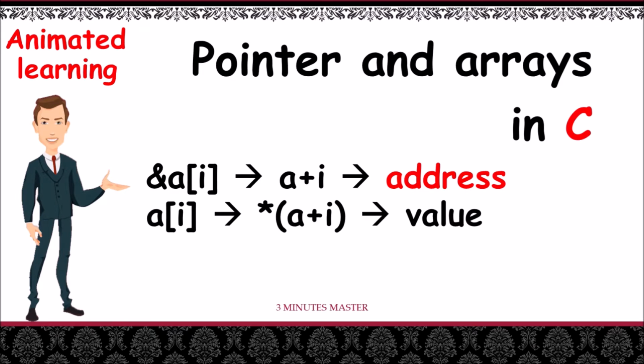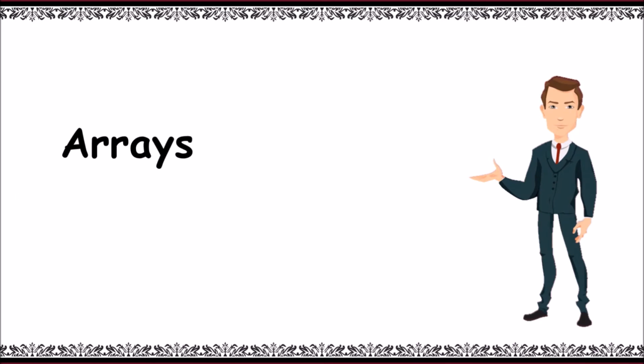I'm here to talk about pointers and arrays concepts in C. In order to know about this, kindly follow my previous videos on arrays and pointers individually. We know that an array is a collection of similar elements with continuous memory location, and a pointer is a variable which stores the address of another variable.